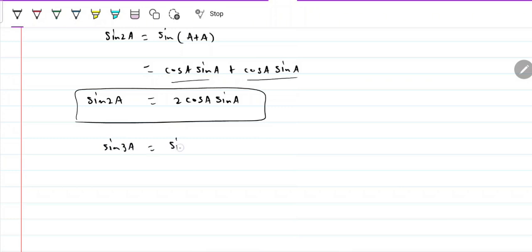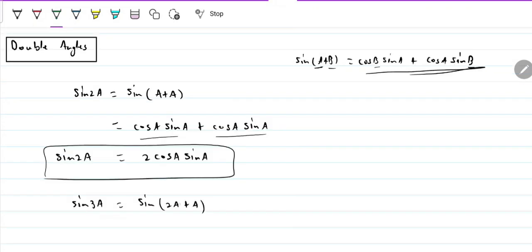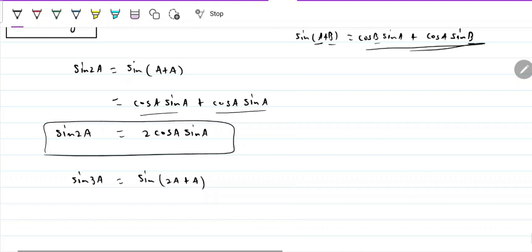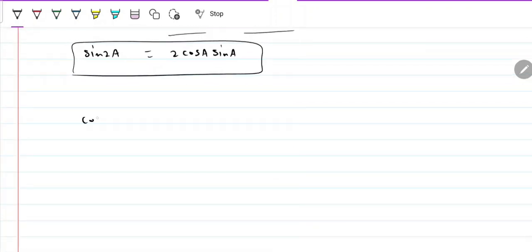And if you had to find the sine of 3A, it's going to be the same logic. The sine of 3A will be equal to the sine of, let's say, 2A plus A. So this time, you just replace the A with 2A, and you replace this B with A, right? And you basically use the same expansion. You might have to simplify it a bit, but let's move on to cos. What is cos 2A?